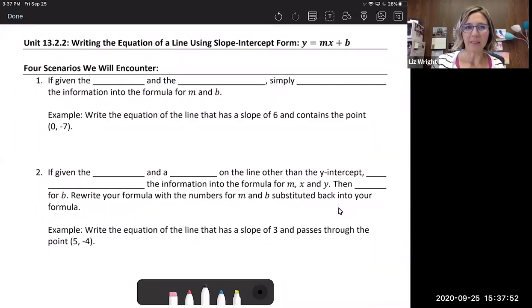Hi everybody, in this video we're going to be talking about 13.2.2, writing the equation of a line using slope-intercept form, which again is the form we were talking about in the last video, y equals mx plus b. Again, just a reminder that this form of an equation gives us useful information because the m is going to give us the slope, and the b is going to give us the y-intercept.